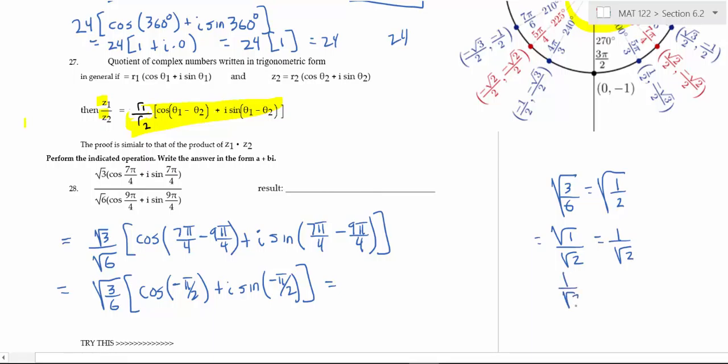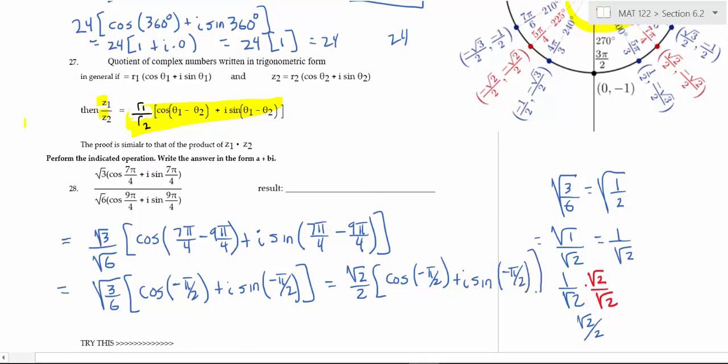Then you can rationalize that denominator like we've been doing throughout the semester. So that would give square root of 2 over 2. All right, so I'm going to write this as square root of 2 over 2 times cosine of negative pi over 2 plus I times the sine of negative pi over 2, like that. Okay, so that's how that goes. And now, if I want the answer in trig form, that's the trig form answer to the problem.